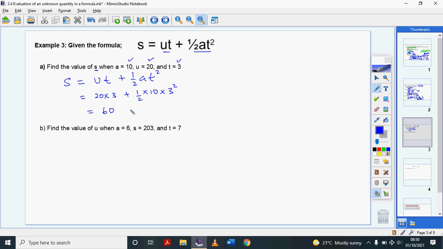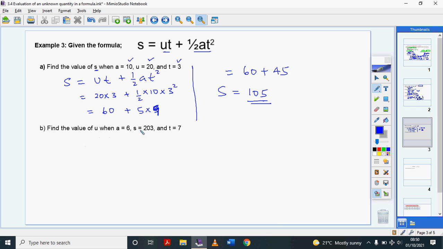So I need to simplify this. 20 times 3 is 60, a half times 10 is 5, and then I have 5 times 3 squared, and we know 3 squared is 9. So I have s is equal to 60 plus 5 times 9 is 45, and 60 plus 45 is 105. So the value of s is 105.